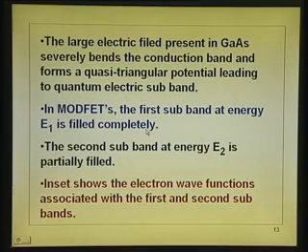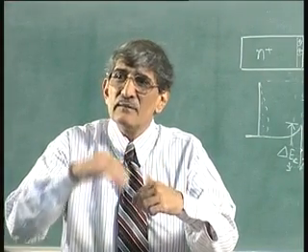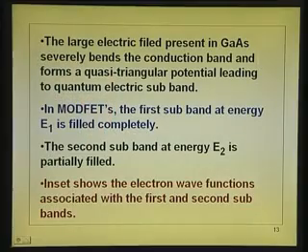That is what is put here. The second sub level energy E2 is partially filled. See, after all, if there are two levels, a band, one band will get filled completely, and only then the next band will get filled up. That is the implication of that.